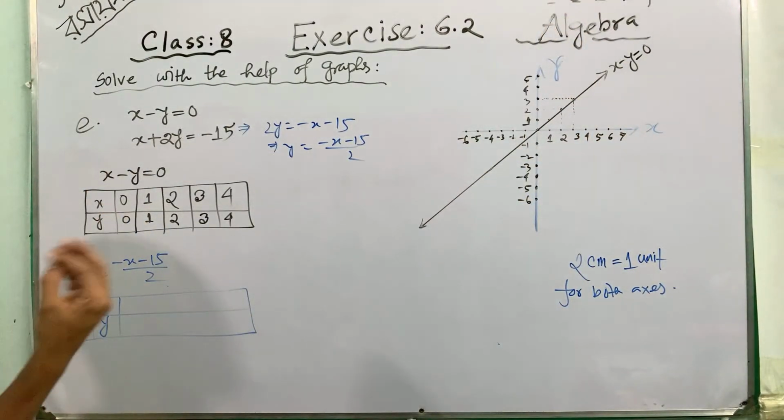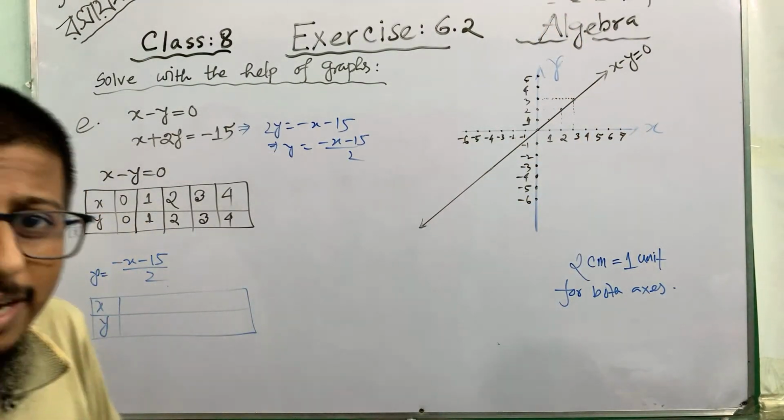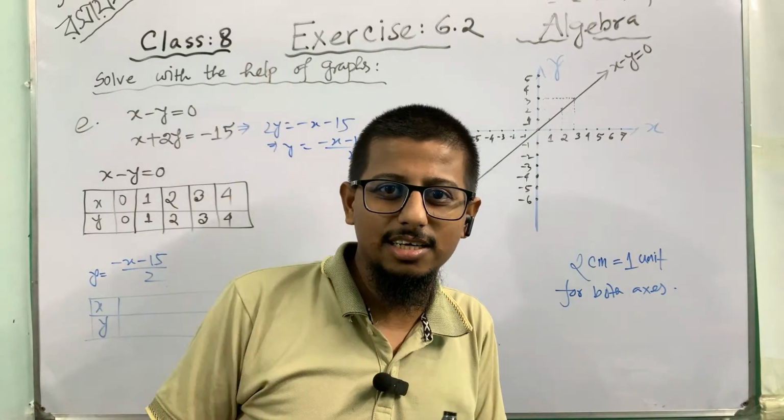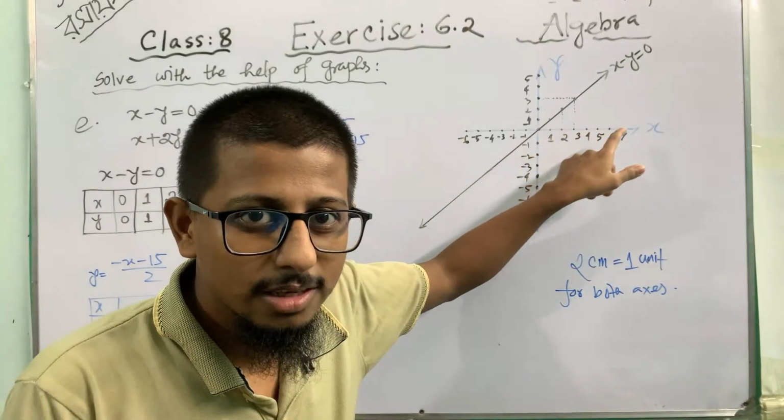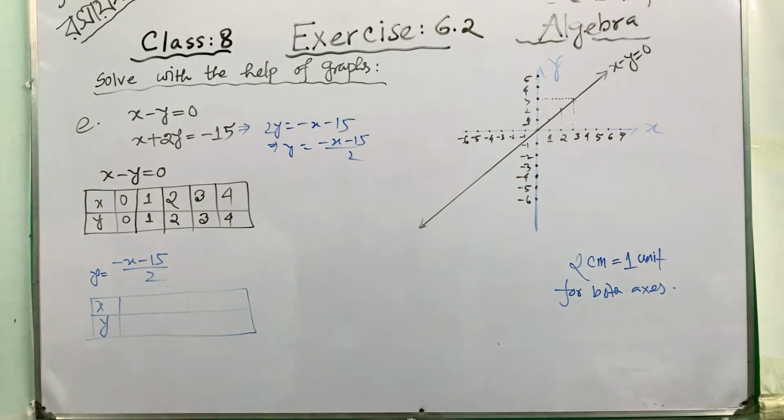You can choose any value. For x, you can choose 10 lakh. But can you fit 10 lakh in your graph? I'm asking you, can you fit 10 lakh in your graph? That is why you should always cut your coat according to your cloth.